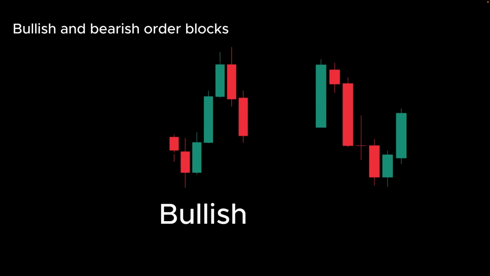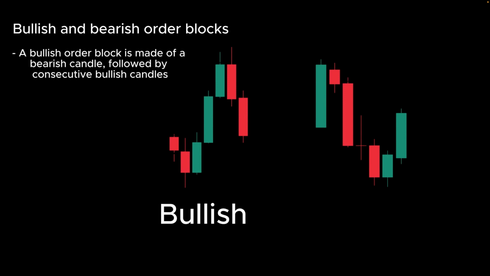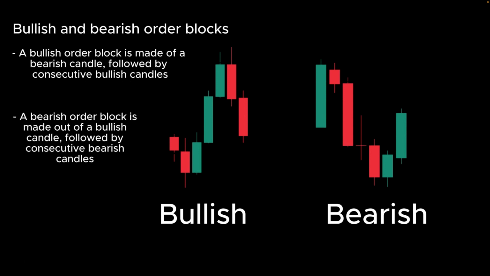A bullish order block, as you can see transposed on the left hand side, is made out of a bearish candle followed by consecutive bullish candles, right? So the actual order block is the bearish candle followed by the consecutive bullish candles. And what is a bearish order block? Of course, a bearish order block is transposed on the right hand side. A bearish order block is just made out of a bullish candle followed by consecutive bearish candles. So very simple example on the left and right, easy.